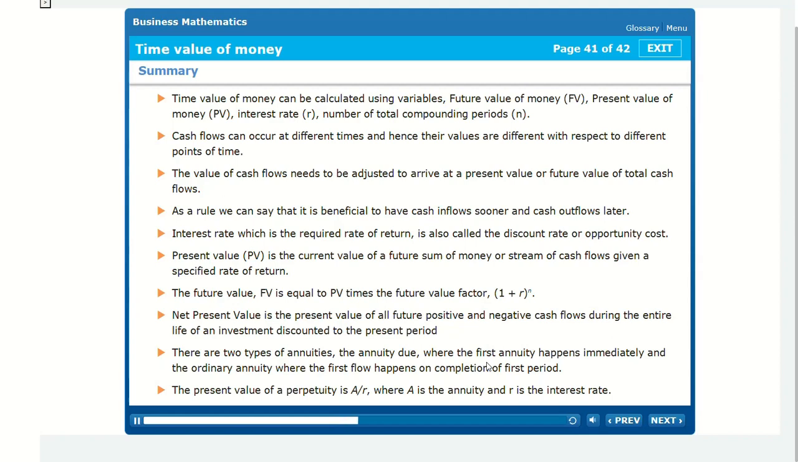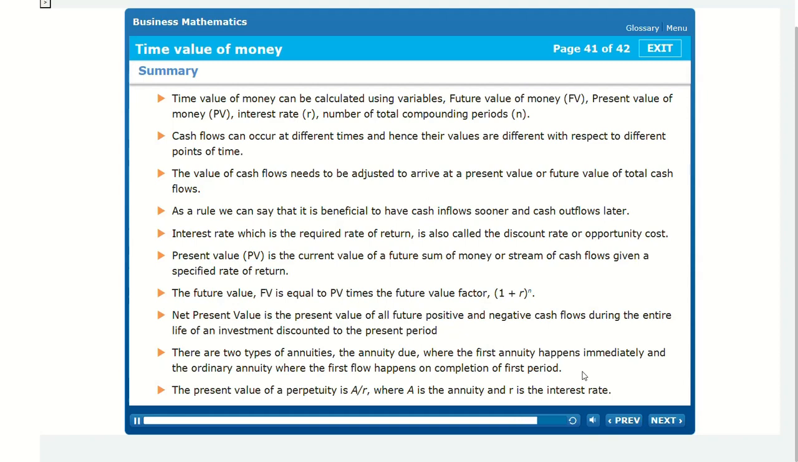Present value is the current value of a future sum of money or stream of cash flows given a specified rate of return. The future value, FV, is equal to PV times the future value factor. Net present value is the present value of all future positive and negative cash flows during the entire life of an investment discounted to the present period. There are two types of annuities: the annuity due, where the first annuity happens immediately, and the ordinary annuity, where the first flow happens on completion of first period.